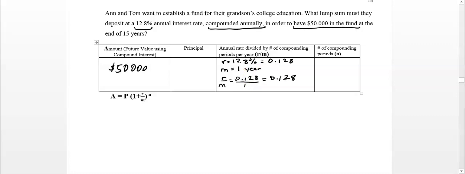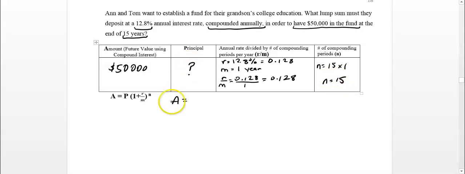So now we move to the number of compounding periods. We're told by the end of 15 years. So the number of compounding periods, that's our N, is equal to 15. And we multiply that times 1, because of course we only have the 1 year. So our N is equal to 15.